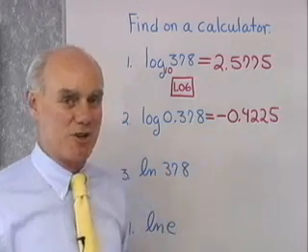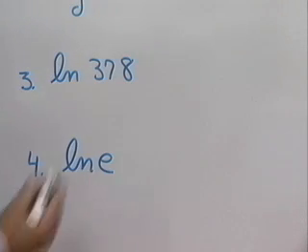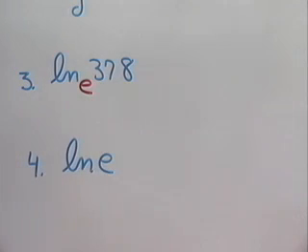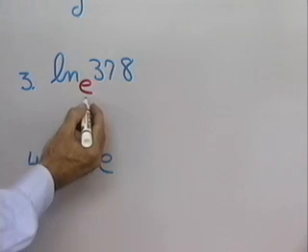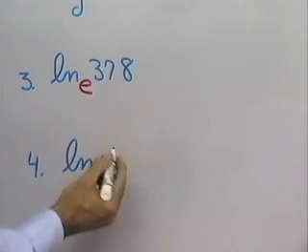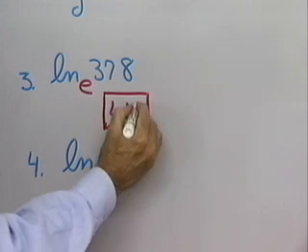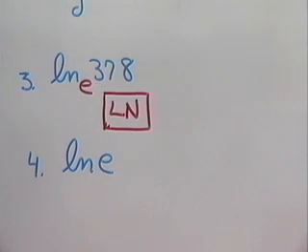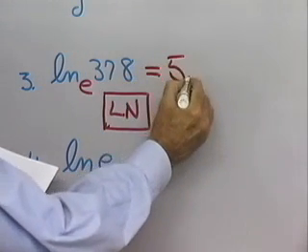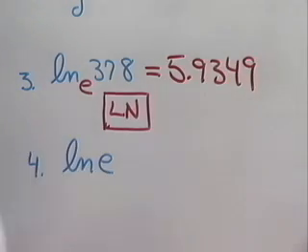Let's look at some natural logs. Natural log of 378, you know that when you see this notation, it's a logarithm with an implied base of e, that naturally occurring constant e. So if I do this on the calculator, press 378 and then look for the button on your calculator that says ln for natural logarithm, you should get 5.9349.